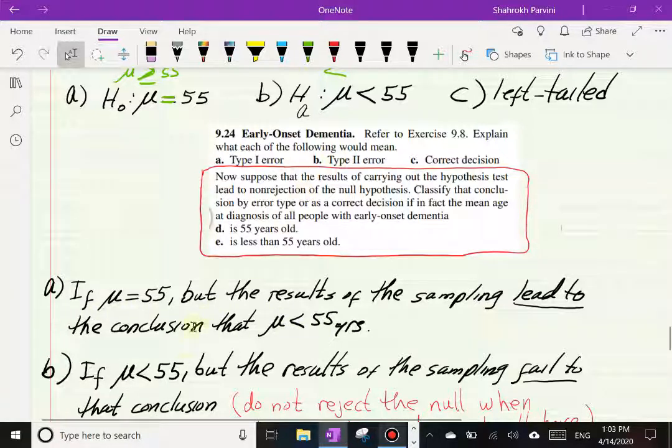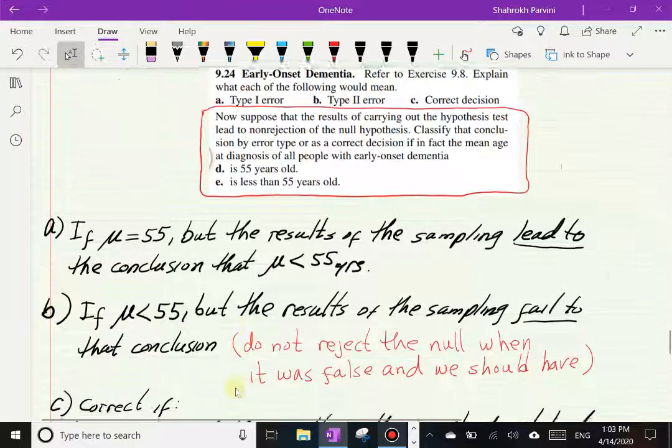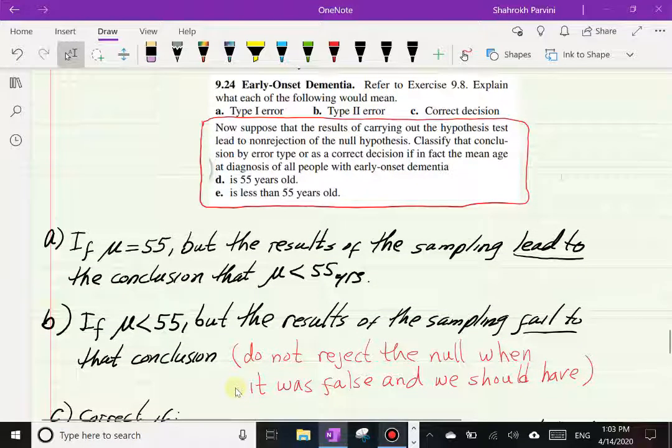What is a type 2 error? A type 2 error, remember, is accepting the null when in fact it's false. That means accepting that the mean is 55 where we should have said it's less than 55. Right? Accepting the null again here means accepting the fact that the average age at the onset is 55. But that is the wrong decision. So that means the alternative would have been the correct decision. So if the mean is less than 55, but the result of the sampling fails that conclusion. And that's what that is.